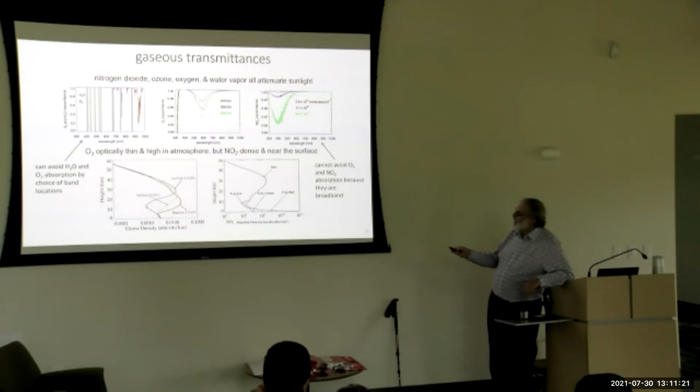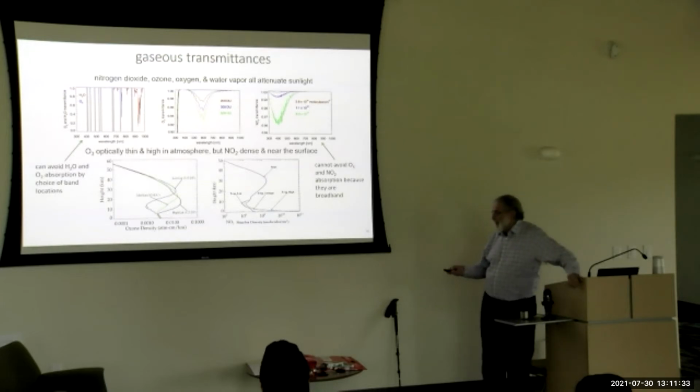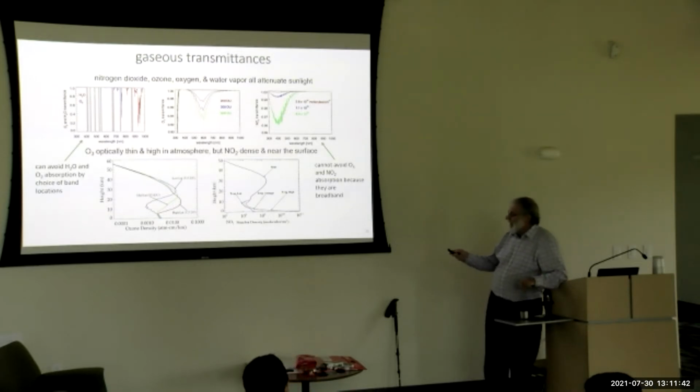But you can avoid those places where there's bad oxygen and water vapor effects simply by putting your bands where they're not affected by oxygen and water vapor absorption. So life is good. The gray bands there are the bands of some sensor. I don't remember if it's MODIS or what, but anyway, you can avoid these problems.